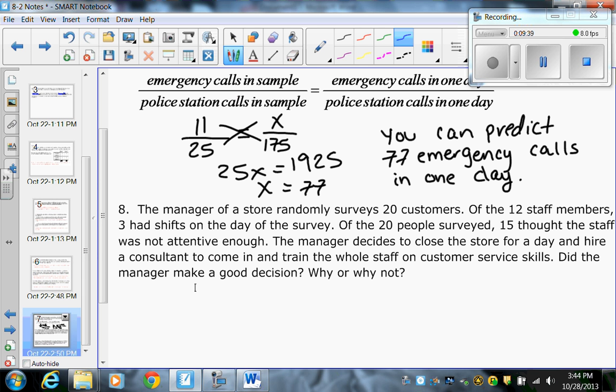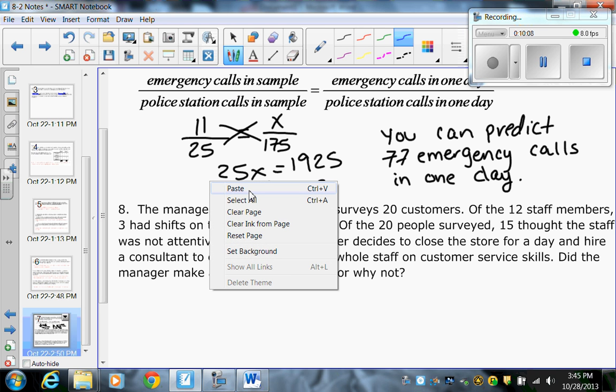Why or why not? So before you answer the question, you really want to know, was his sample a representative sample? So if he has 12 staff members and only 3 were working that day, and he surveyed 20 people and 15 thought that they were not very attentive, were the 3 that he had working that day really representative of the 12 members on the staff? And the answer to that is no. So because of that, he didn't make a good decision.